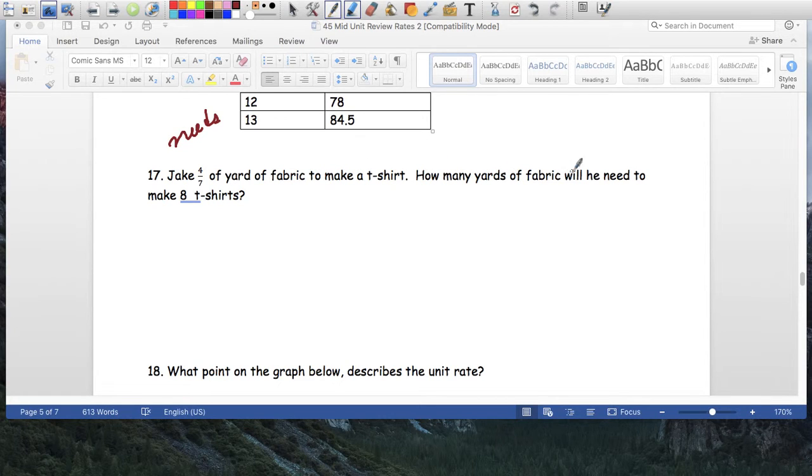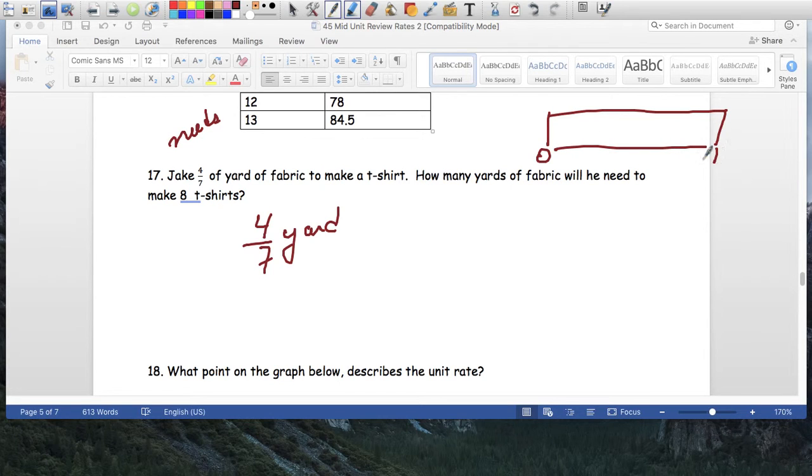And 1 por 13.5 es 13.5. 8 por 13.5, 8 times 13.5 equals 108. Y 15 times 13.5, times 15 is 202.5.